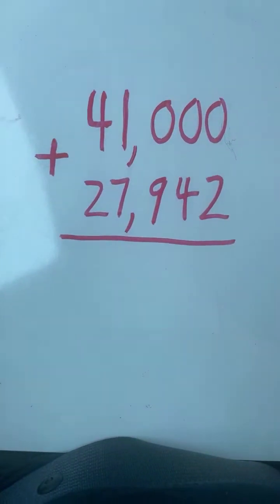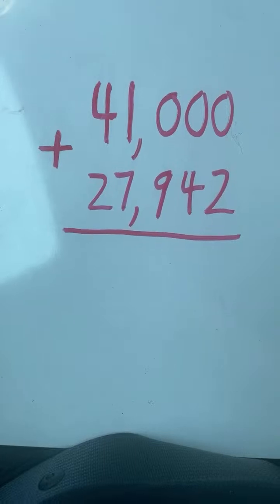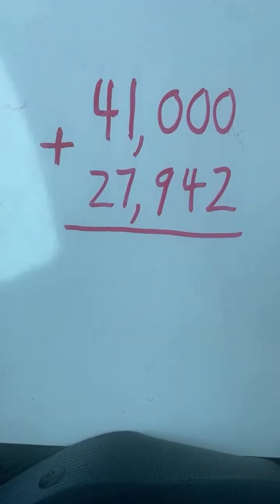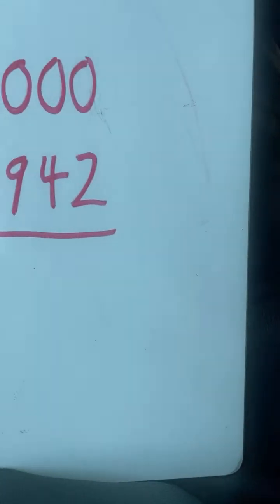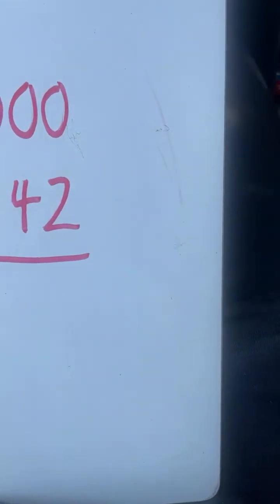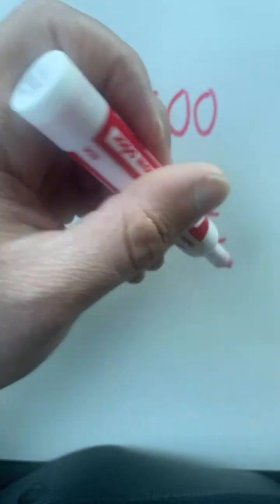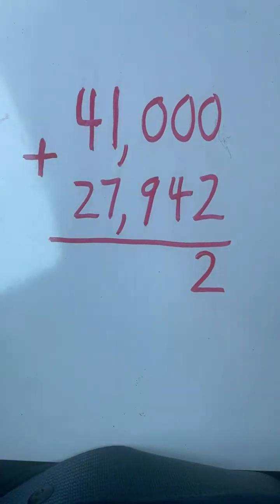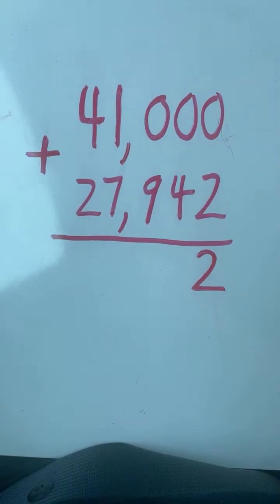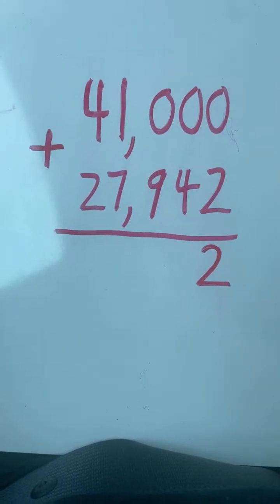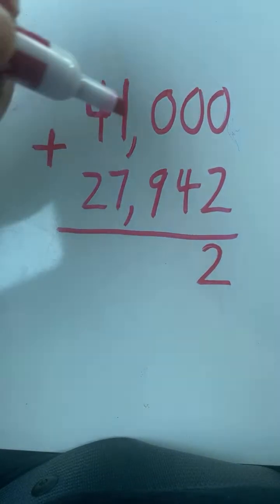So with addition, we always start with the digits all the way to the right. We always start in the ones place. So we are going to start out by adding 0 plus 2. So 0 plus 2 equals 2. We do not need to regroup there because our sum is less than 10. If our sum is 9 or less, regrouping is not needed.